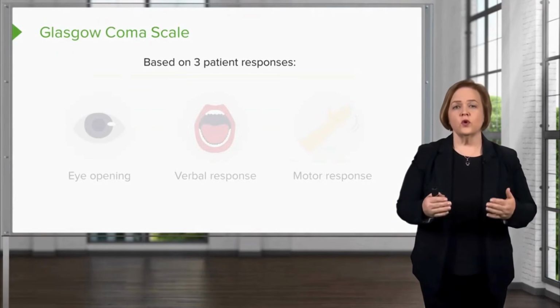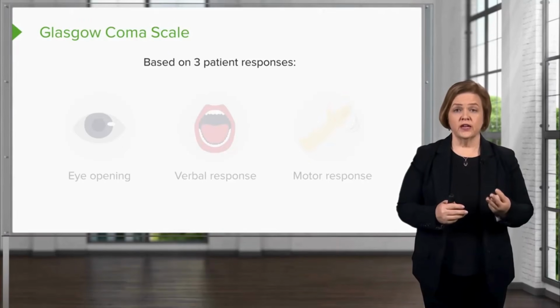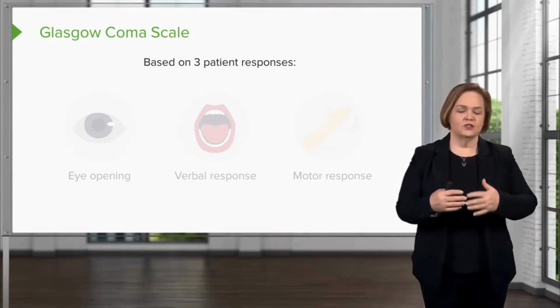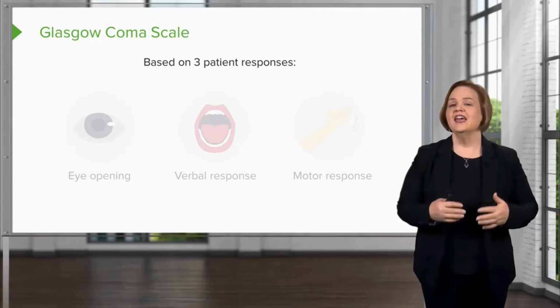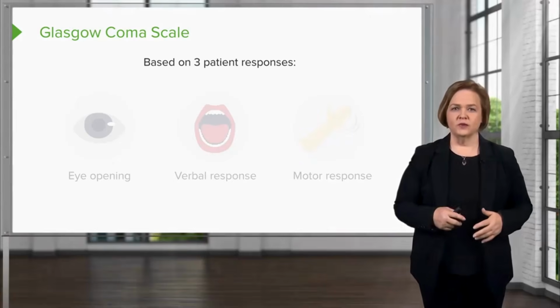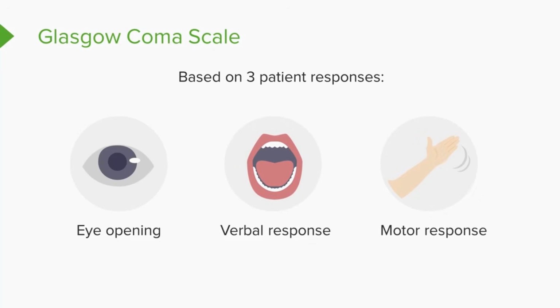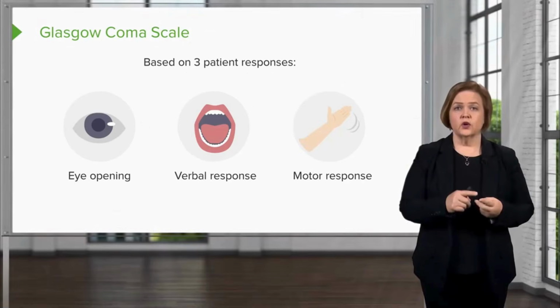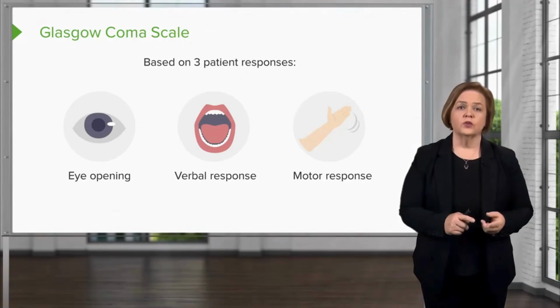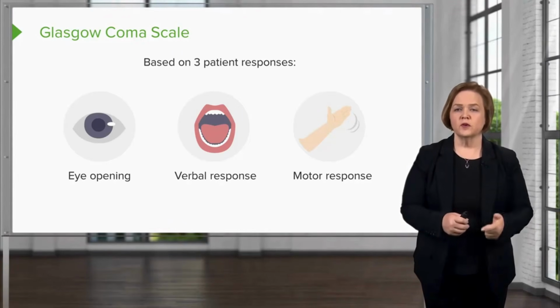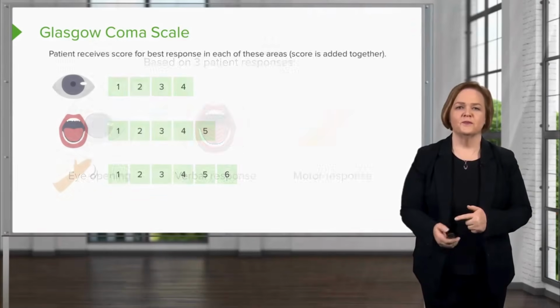Okay, so the Glasgow Coma Scale is based on 3 patient responses. Now, this is kind of fun because you can practice this on your roommate or one of your friends and see what their Glasgow Coma Scale would be. So it's 3 patient responses: eye-opening, verbal response, and motor response. How you can remember this is it's 3 words: Glasgow Coma Scale, and we're looking at the eyes, the mouth, and the motor response. Opening, verbal response, and motor response.